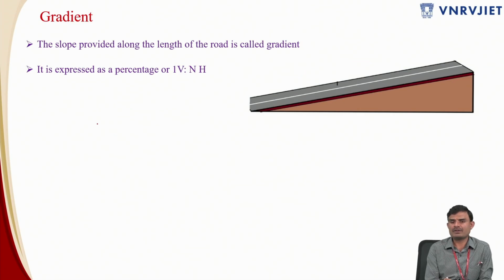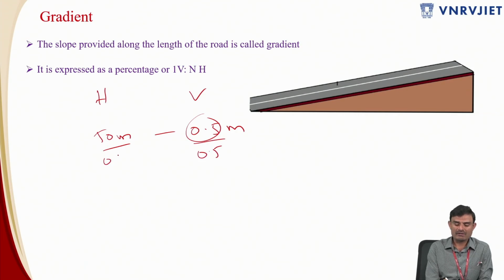Any value that is given to you, you have to express that always as 1 in n. For example, there is a value of 50 meters. I have traveled 50 meters to attain a value of 0.5 meters. You have to convert that to 1 in n. I have told you that this is vertical and this is horizontal. But since you are given a value of 0.5 over here, you have to convert that to 1. So you have to divide this with 0.5 and you have to divide this with 0.5 as well. So this will be 1 meter, and this will be 50 divided by 0.5, which is nothing but 100 meters. So this is equivalent to again 1 in 100.